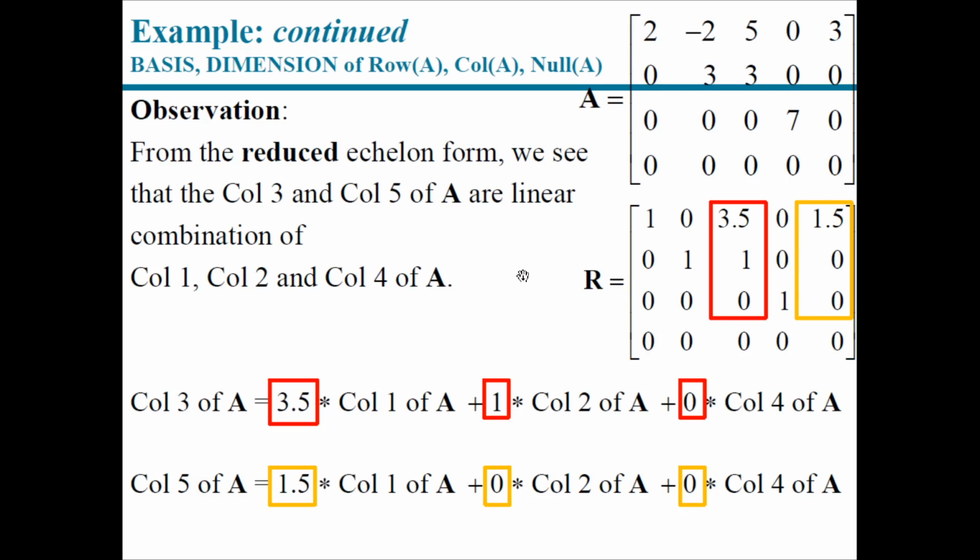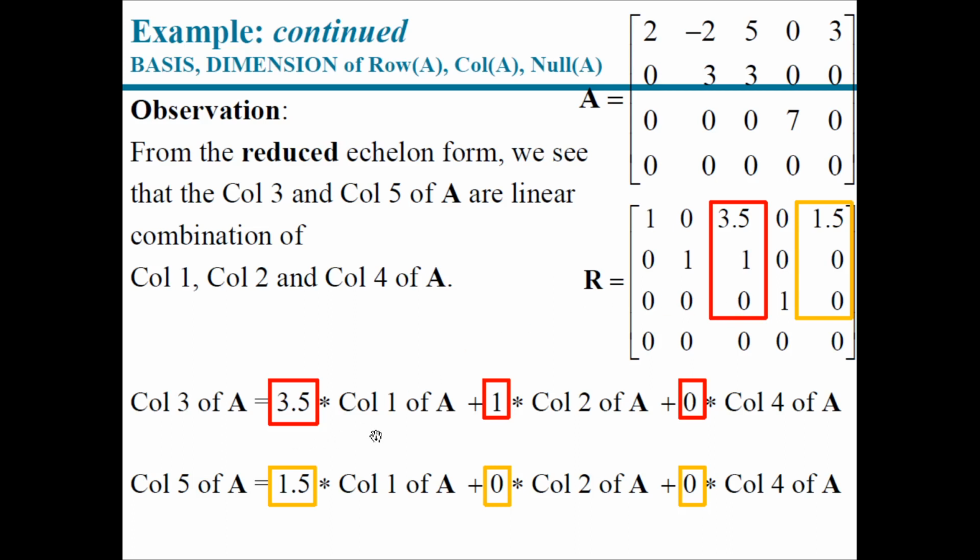So that requires a little bit of work. Columns 3 and 5 are linear combinations of columns 1, 2, and 4. And here are the coefficients. For column 3, that's a linear combination of columns 1, 2, and 4, and the coefficients are 3.5, 1, and 0.